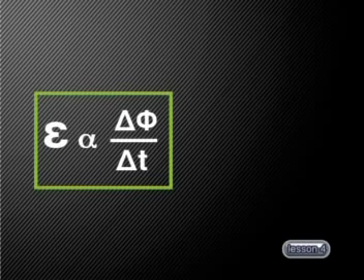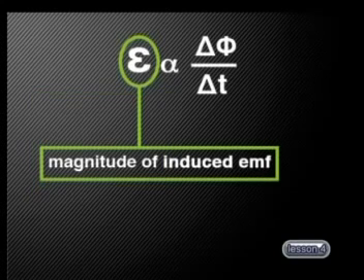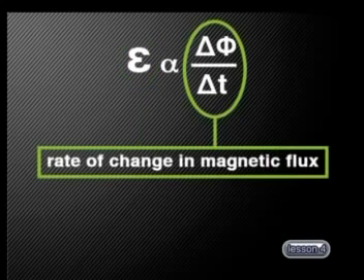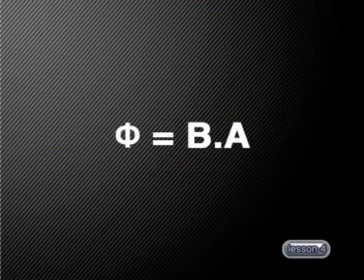Let's look at what all these letters and symbols stand for. E stands for the magnitude or size of the induced EMF, and delta phi over delta t is the rate of change in magnetic flux. Remember that the magnetic flux phi is equal to the product of the magnetic field B and the cross-sectional area A through which the field passes. So why did Faraday link the size of the induced EMF to the rate of change of magnetic flux?